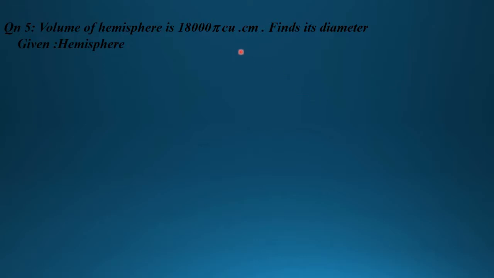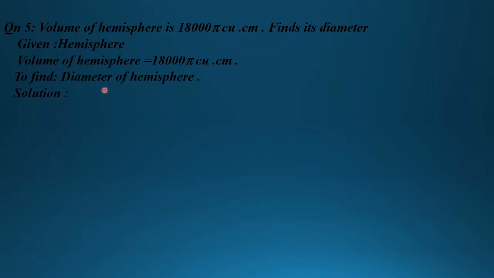So given is hemisphere. Volume of hemisphere is equal to 18,000 pi cubic centimeter. We have to find the diameter of hemisphere. Solution. Volume of hemisphere is equal to 2 by 3 pi r cube is equal to 18,000 pi. Cancelling pi both sides and taking 2 by 3 to the right side, we get r cube is equal to 18,000 multiplied by 3 by 2. Therefore, r cube is equal to 27,000.